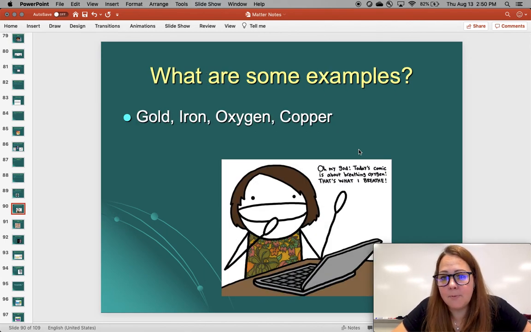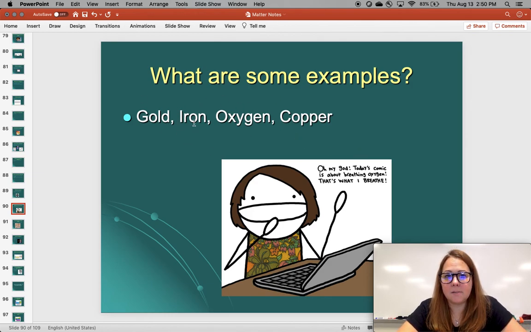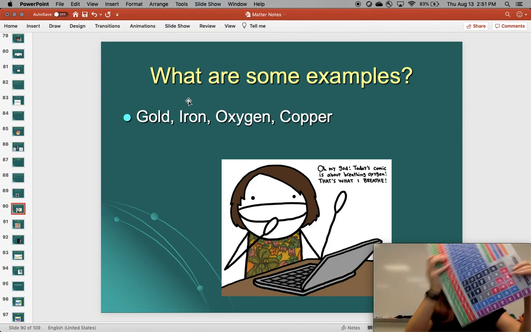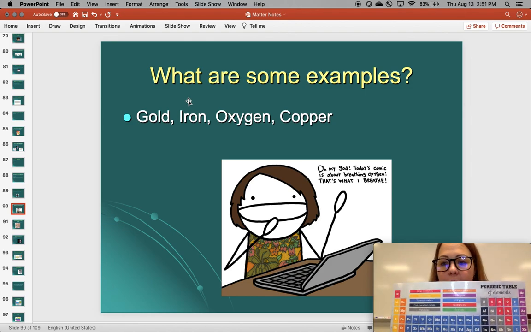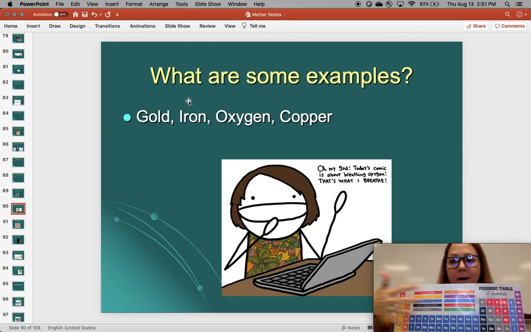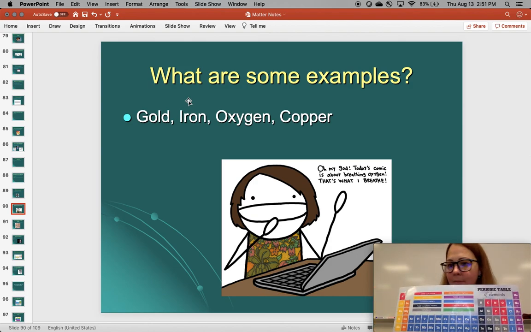So some other examples, I just said zinc, but you also have gold and iron and oxygen and copper. All of those things are examples of the elements. Elements are found on the periodic table of elements. So when you're looking at your periodic table, if you have a test question and you cannot find it on the periodic table, it's not an element.